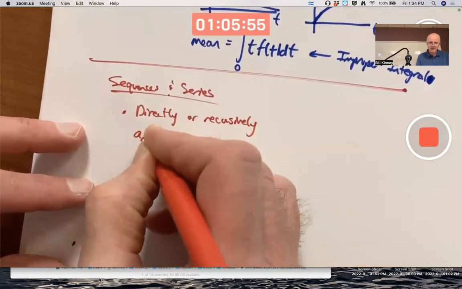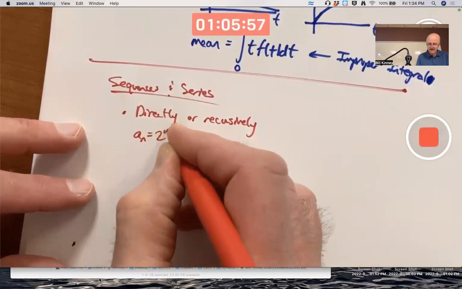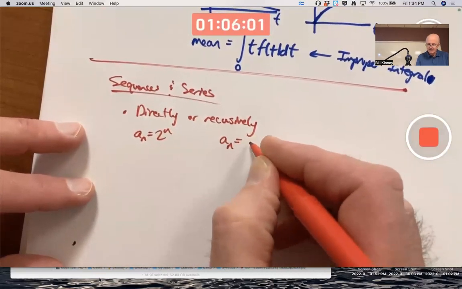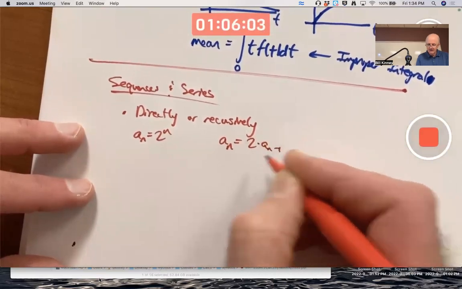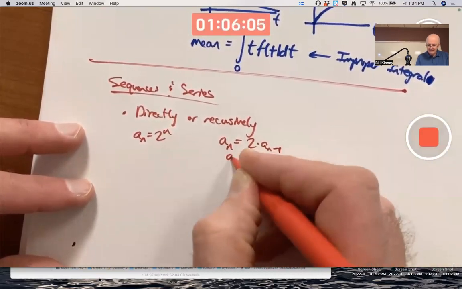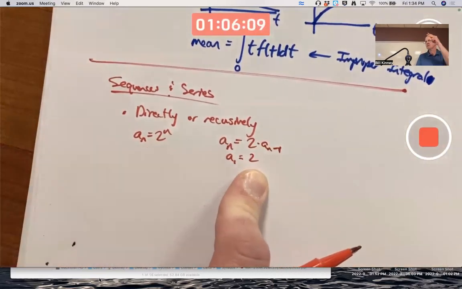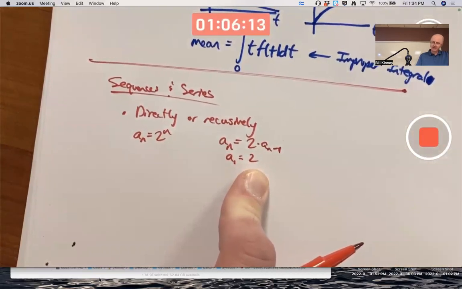Here's a direct formula, for example, a sub n equals 2 to the n. Here's a recursive formula, a sub n equals 2 times a sub n minus 1, and say a sub 1 is 2. These actually define the exact same sequence: 2, 4, 8, 16, 32, 64. I'm doubling every time.